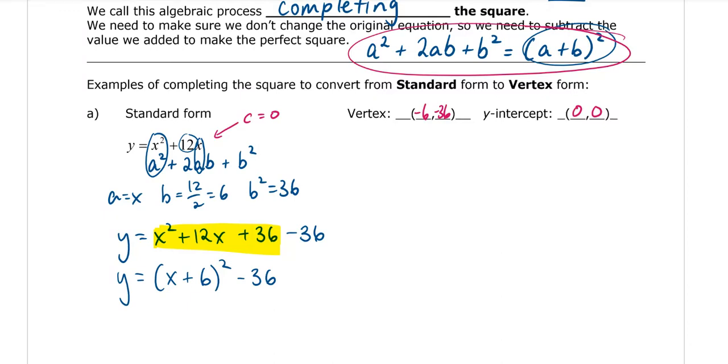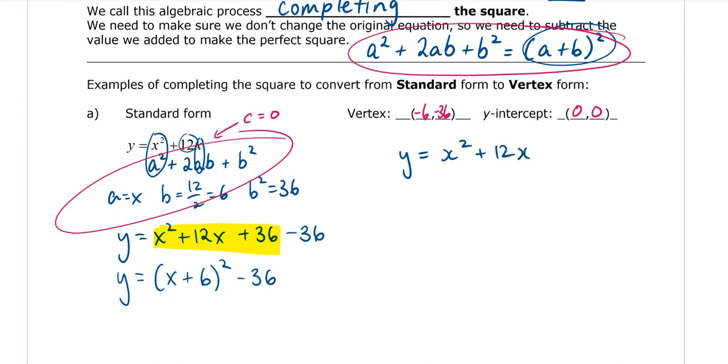Okay, now how do I get this 36 without having to do this whole funny business? Well, it's pretty simple. The procedure you'd follow here is you take x squared plus 12x. You take the coefficient of your x term, 12, and you divide that by 2. You get 6. And you take that number and square it because you want a perfect square. So it's going to be 36.